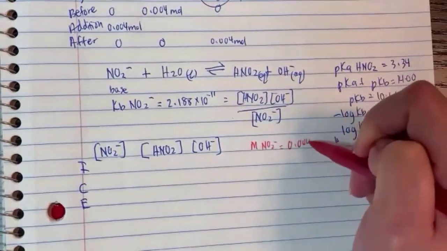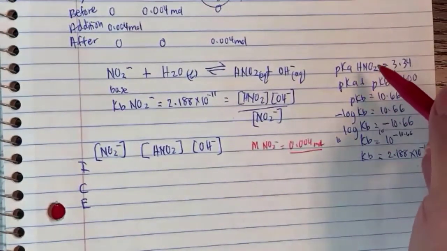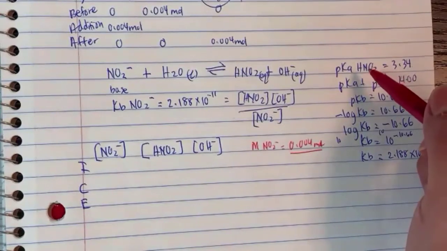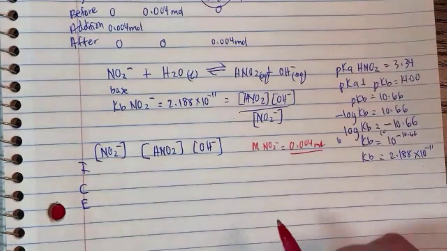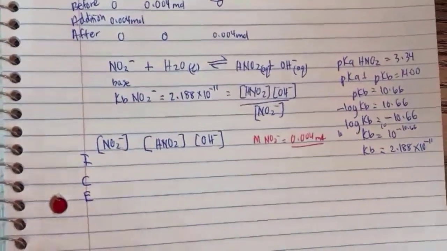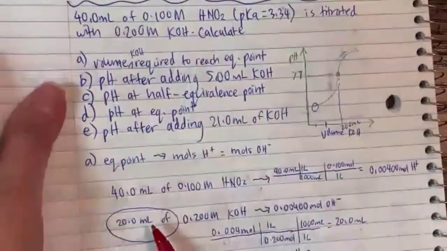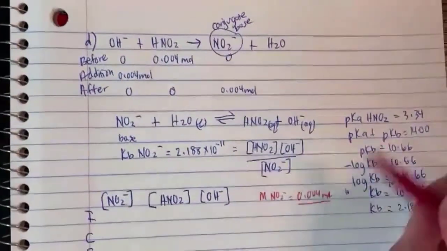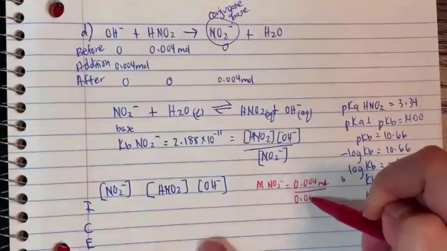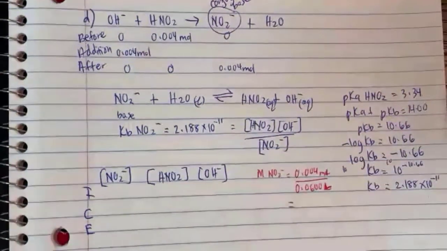0.004 moles divided by, what's the total volume? We said at equivalence point we added 20 mils to 40 mils, right? Gotta remember that. So let me go back here and see. We said it was 40 mils and 20 mils to reach equivalence. So the total volume here is going to be 60 mils. So 60 mils is 0.0600 liter. So let's get a molarity here.